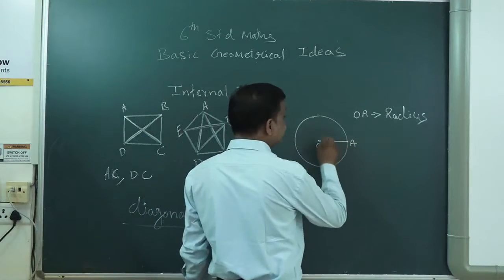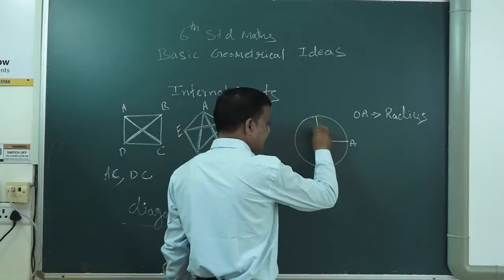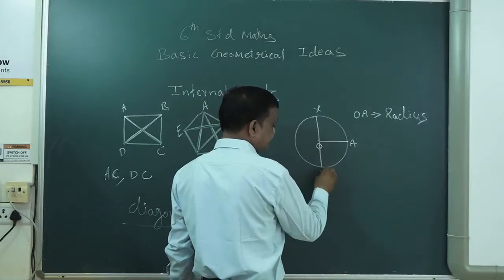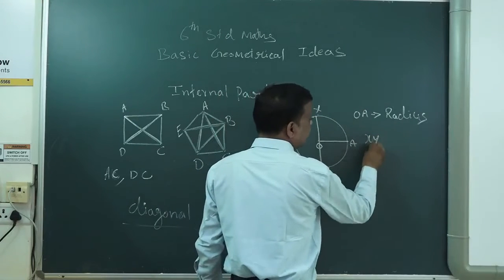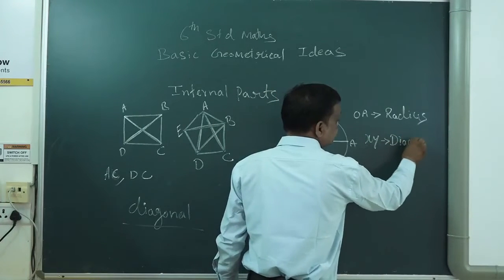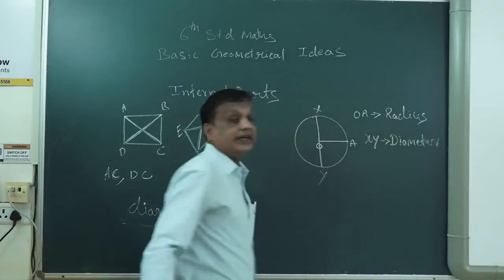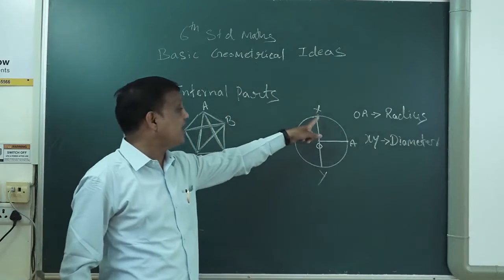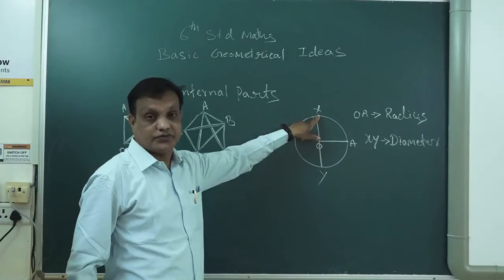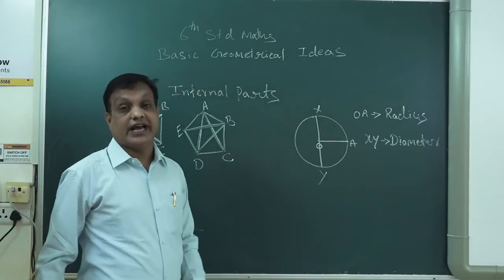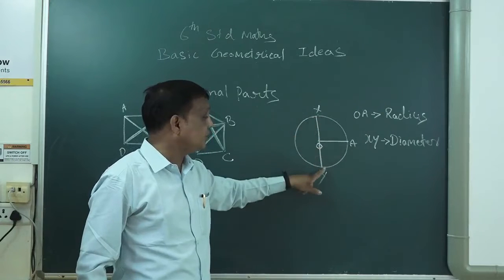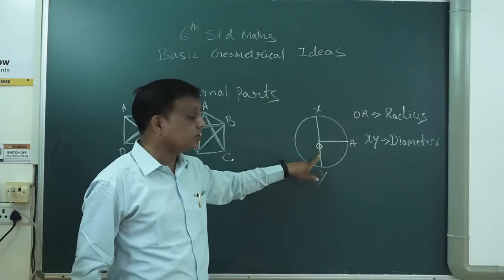Next we will see diameter. Diameter means what? I am giving here point X and Y. So this X and Y is what? Diameter. Diameter means a line which passes through center from one end to another end. A diameter, what is a diameter? Diameter is a line which passes from the center from one end to another end. So this is what? Diameter.